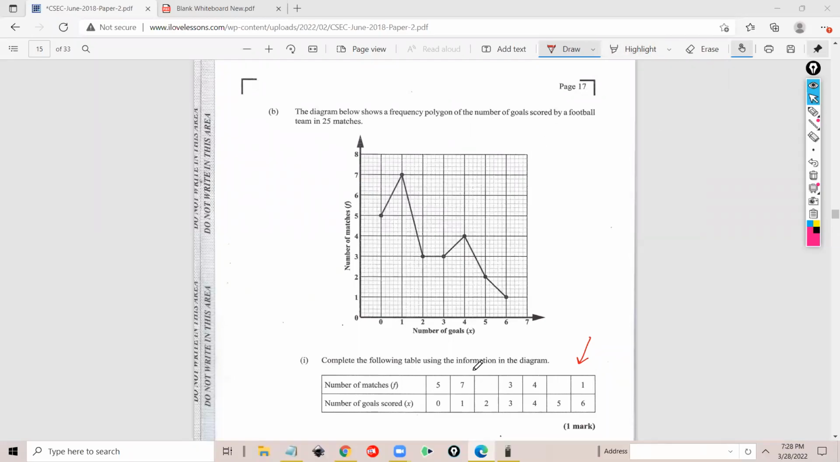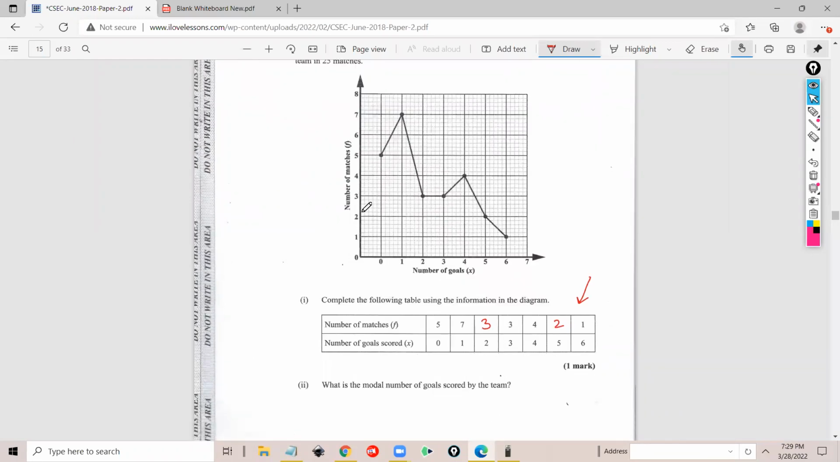All right. So for the 2, you realize you're just reading off the graph here, right? For 2, the value is what? 3. Number of goals scored is 5, and the value of 5 is 2. All right, so you're just using that. I suspect everyone got that correct.